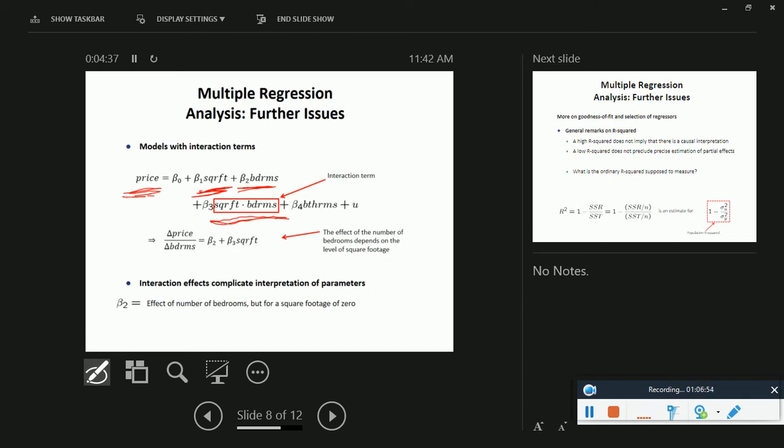So in this case, if we differentiate the housing price with respect to the number of bedrooms, which is change in price over change in bedrooms, we'll get beta 2 bedrooms plus beta 3 square feet, right? And if we do a second order with respect to bedrooms, there are no bedroom terms left here, so that is actually equal to 0, right? So the effect of number of bedrooms depends on the level of square footage. Interaction effects complicate interpretation of the parameters in this case.